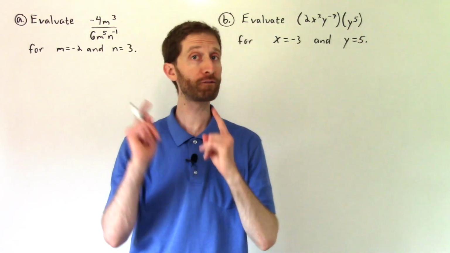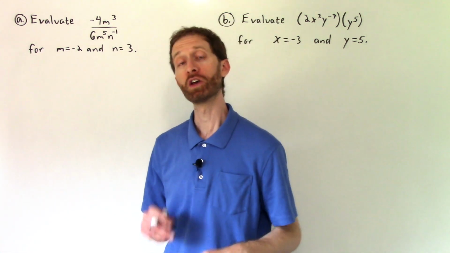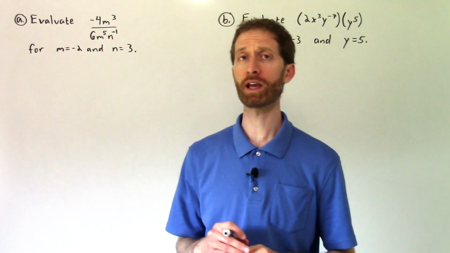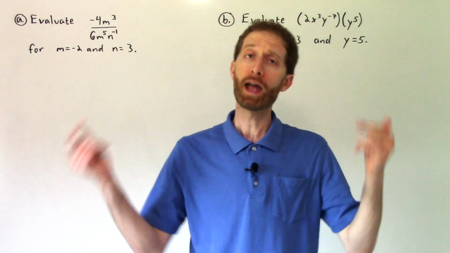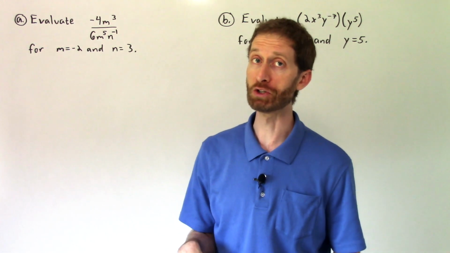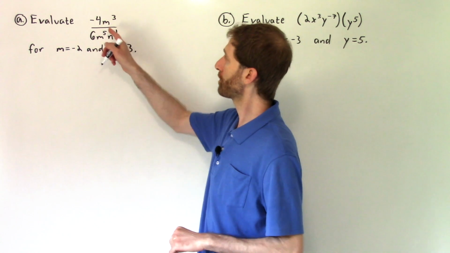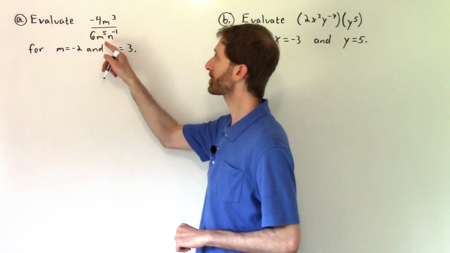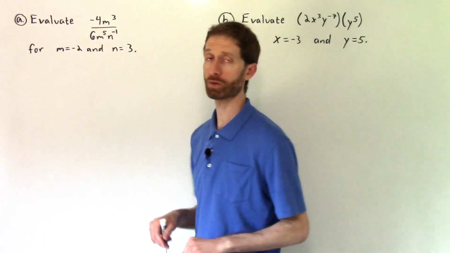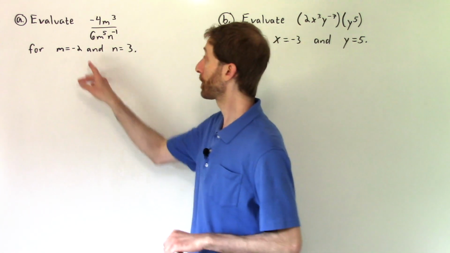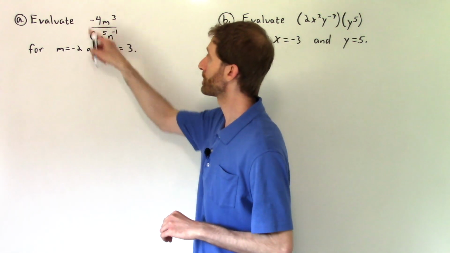And here we are on the flip side of evaluating expressions involving exponents. Stepped up the game a little bit in these examples where you're going to have to do a little bit more simplification using exponent rules and then plug your values into the corresponding variables. Let's dive in. This first problem says evaluate negative 4m to the third all over 6m to the fifth n to the negative 1 for m equals negative 2 and n equals 3.